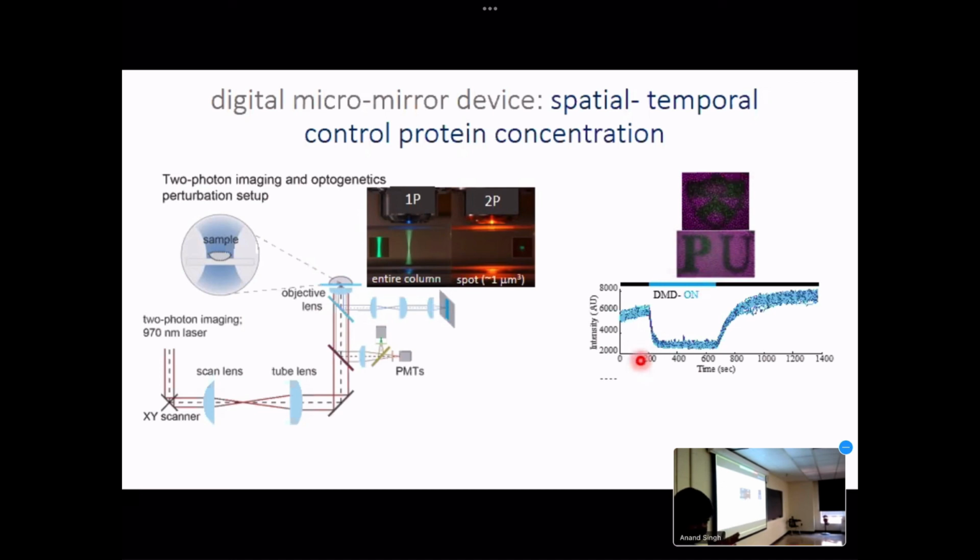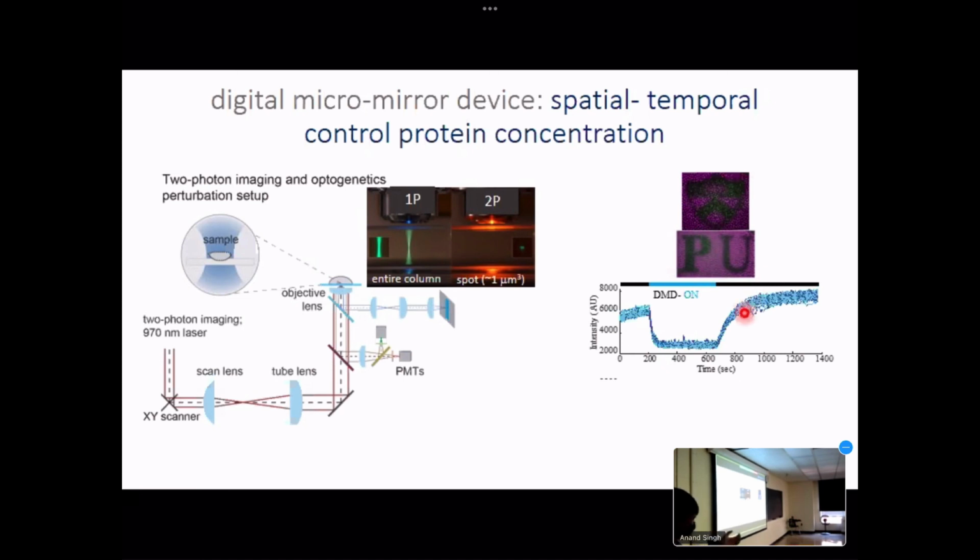When there was no blue light on, that's indicated by black. So you have more and more concentration in the cell nucleus. As you turn on the blue light, the DMD is on, then you see the drop in the concentration. As you switch it off, it goes back again. And this happens on a minute time scale. So the export and import can be really fast.